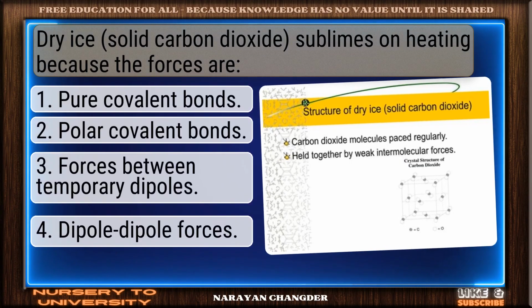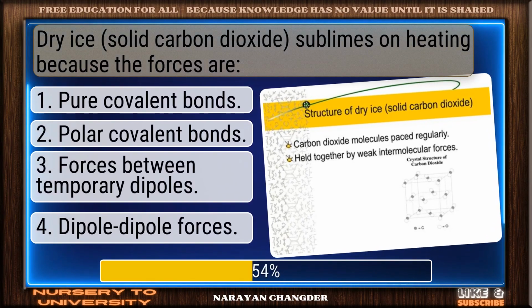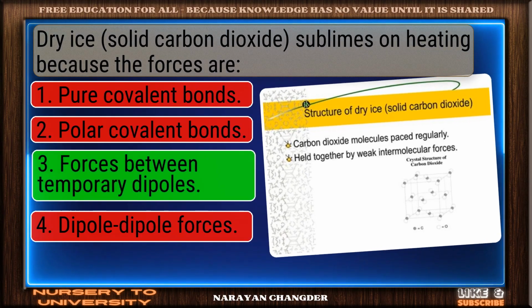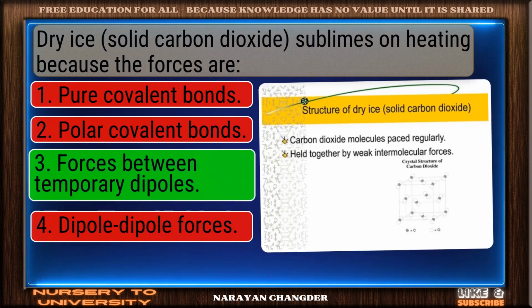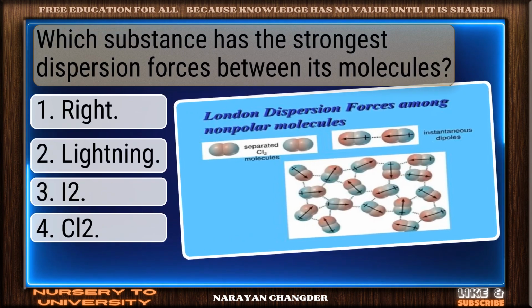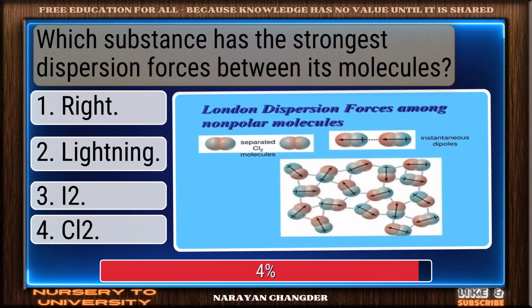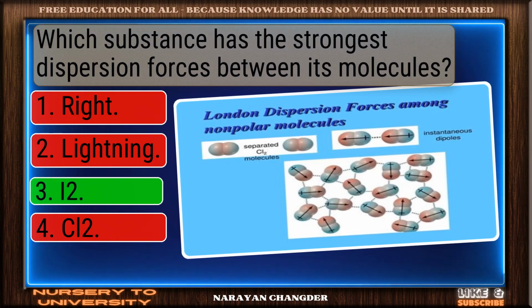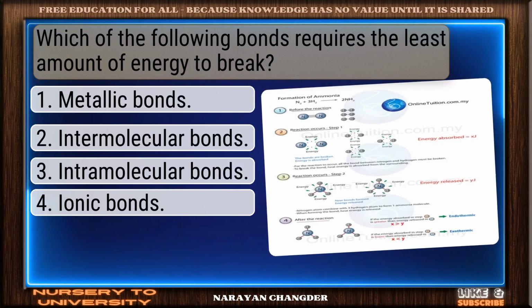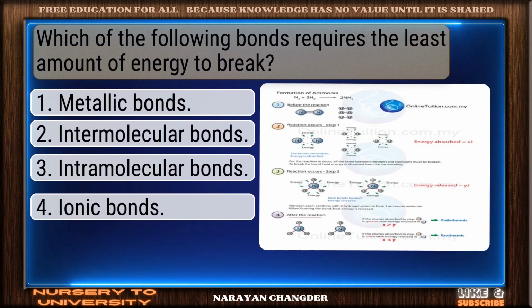Dry ice sublimes on heating because the forces are. Great job. Forces between temporary dipoles is the accurate answer. Which substance has the strongest dispersion forces between its molecules? Sharp thinking. I2 is the right choice. Which of the following bonds requires the least amount of energy to break?